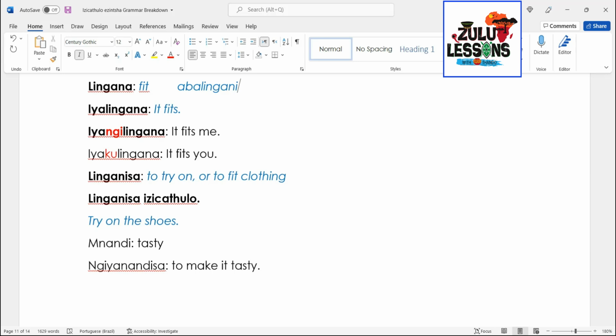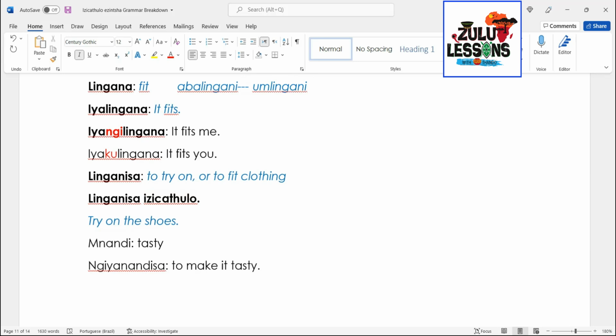But now we are talking about their relation to each other because they are now equals. They are the parents of these children who are married to each other. So we are saying abalingani. So that's who they are to each other. So when they speak to each other, they would be saying umlingani.